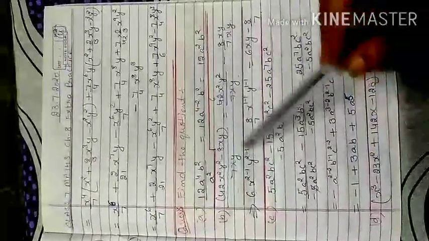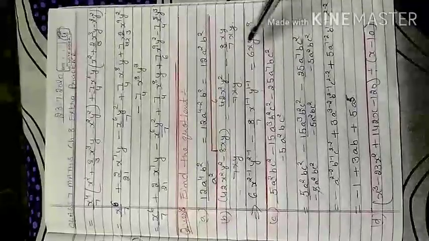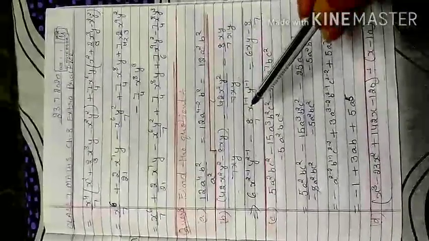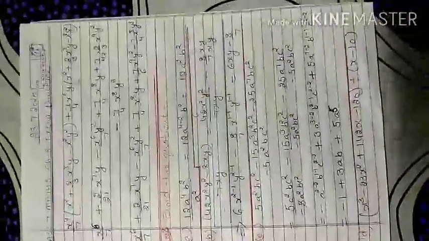x^(2 minus 1) y^(2 minus 1), here 8/7 x^(1 minus 1) y^(1 minus 1), so that gives me 6xy minus 8/7, because 1 minus 1 is 0 and any term with power 0 is equal to 1.